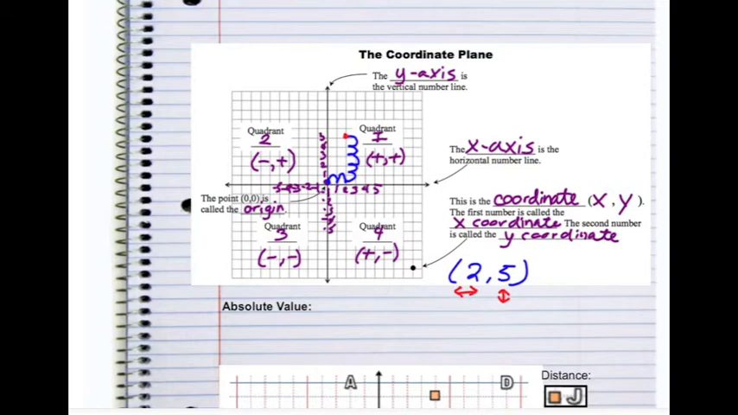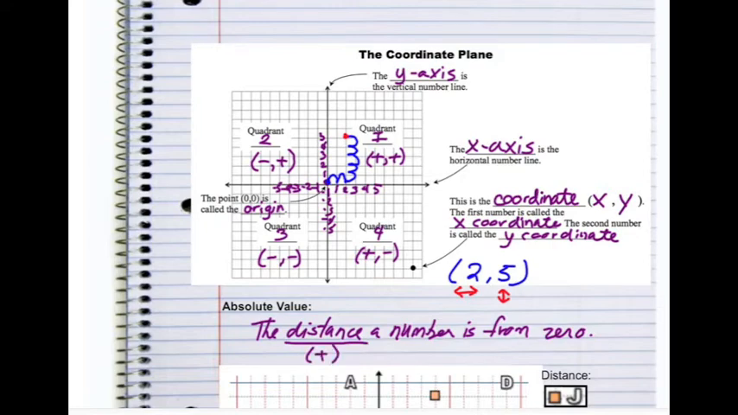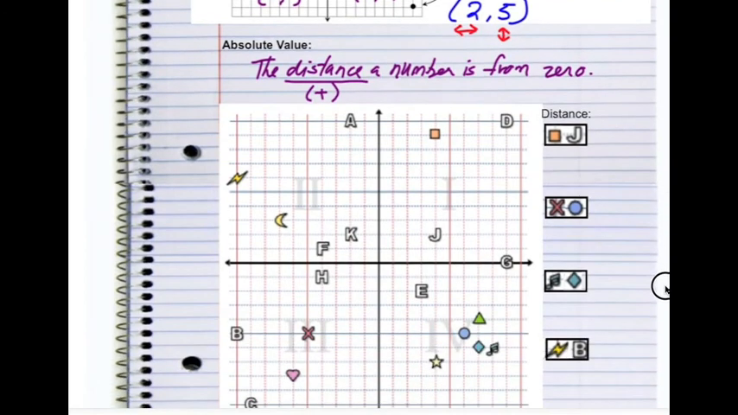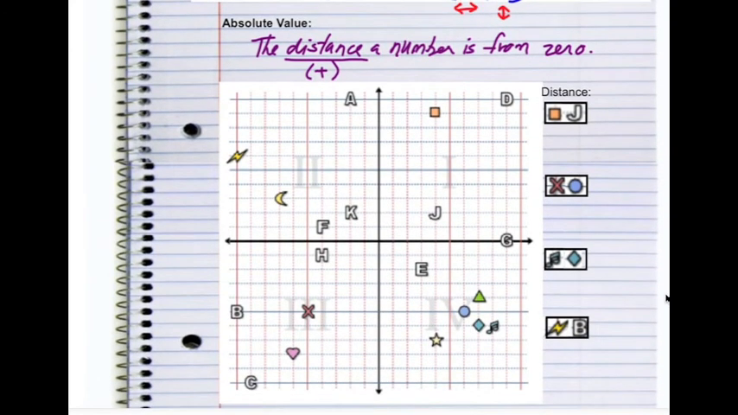Before we move on, I just want to remind you that the absolute value is the distance a number is from 0. And remember, when we're talking about distance from 0, these are always positive values because distance always has to be positive. So what we're going to do is we're going to start looking at some coordinate points to see if we can find the distance between 2 points. So the first one we're going to do is we're going to look at the distance between the square, which is right up here, and the letter J, which is right here.